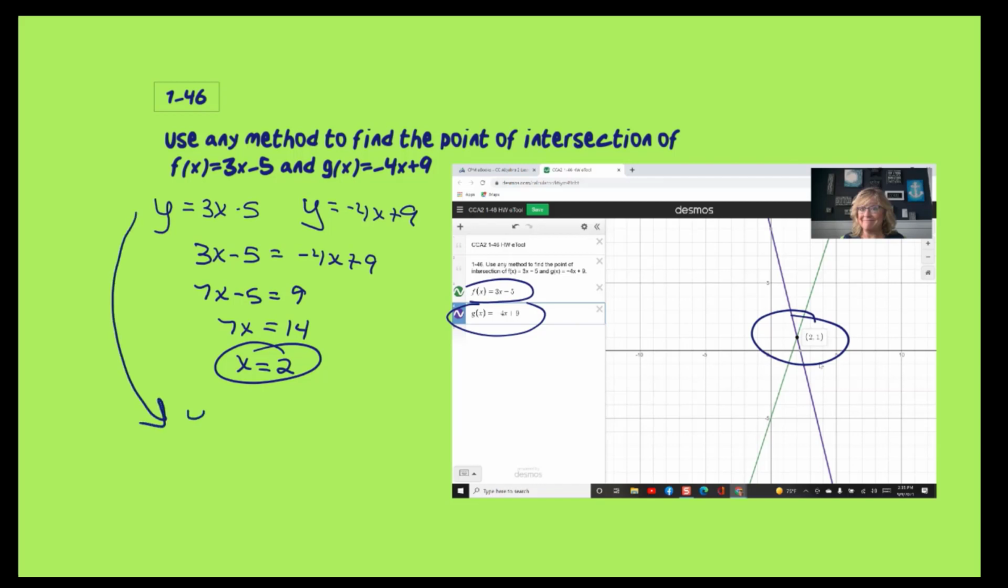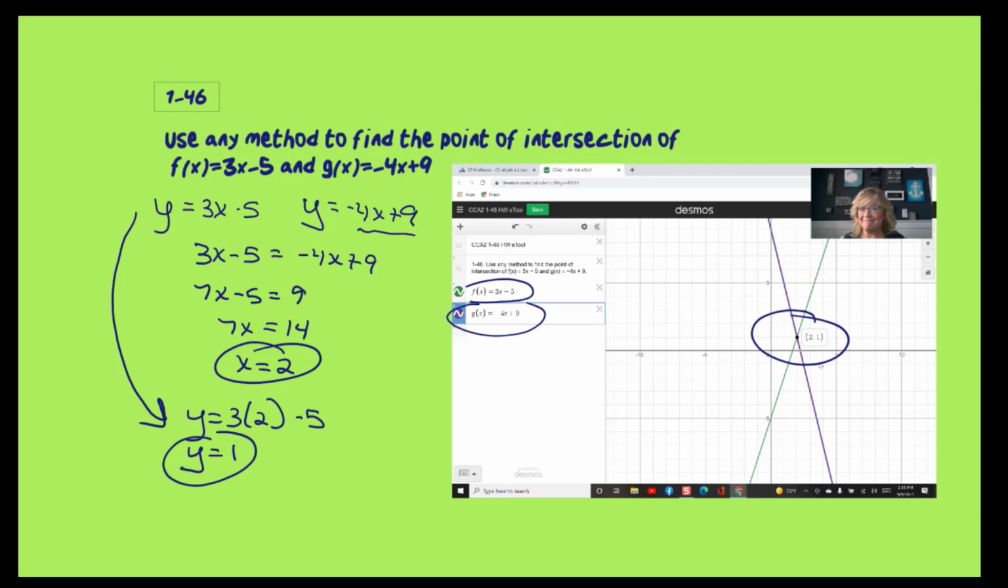And I'm going to say y equals 3 times 2 minus 5. And that is 6 minus 5, which is 1. And if we did the same thing up here, we could plug in negative 4 times 2, which would give us negative 8. And then add 9 to that and get 1.